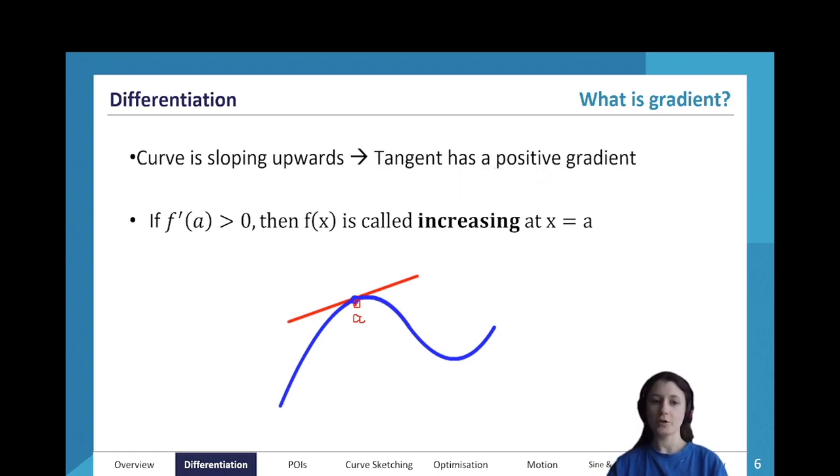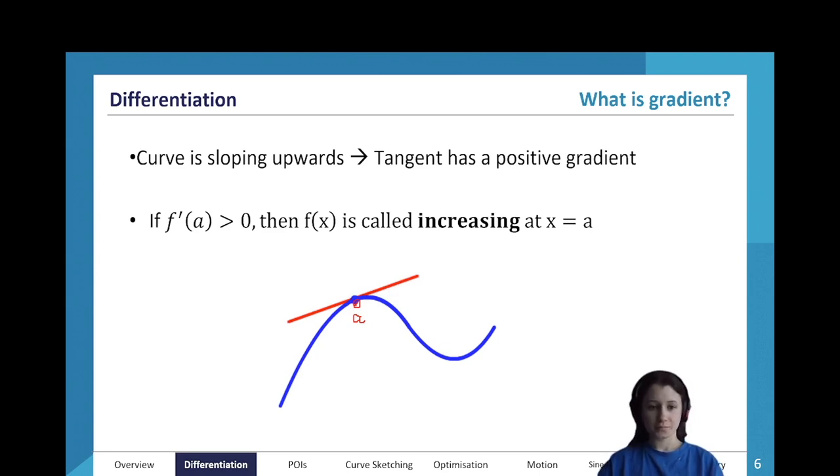Hopefully you have a little bit of a memory about what a tangent is. A tangent is a straight line that has the same gradient as a point on the curve and intercepts the curve at that point. So this red line here is a tangent to the blue curve at point A because, as you can see, they have the same gradient at that point. The steepness of the blue curve here is the same as the steepness of the red line, and they have the same coordinate because they intercept.